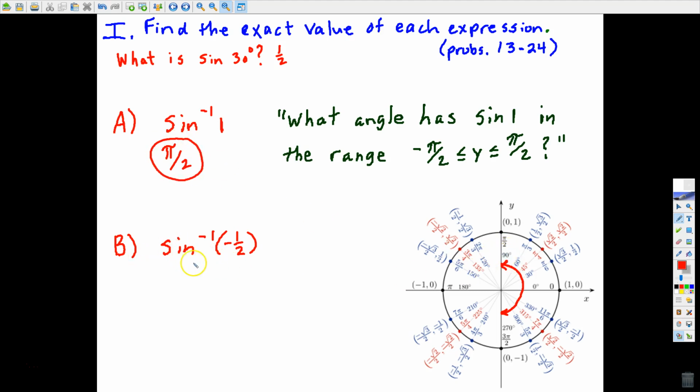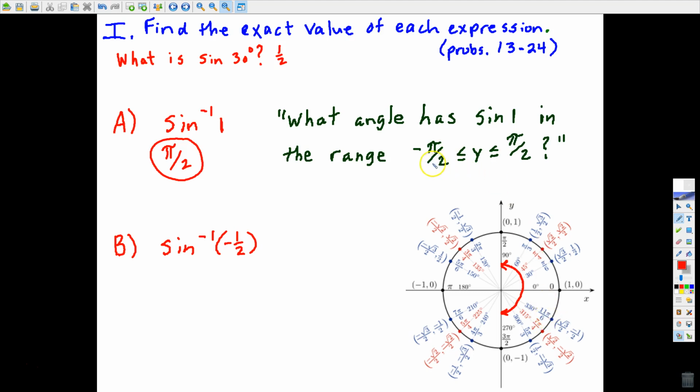Letter B. Once again, train yourself when you're doing inverse sine, cosine, or tangent to ask this question: what angle has sine negative 1/2 on the right side of the unit circle? Again, look for y coordinate negative 1/2. I found it. Now, be careful, because if you're looking strictly at the unit circle, you might be tempted to call this 11 pi over 6.